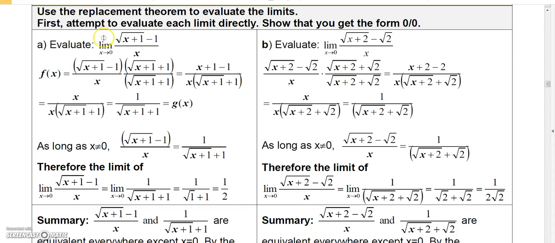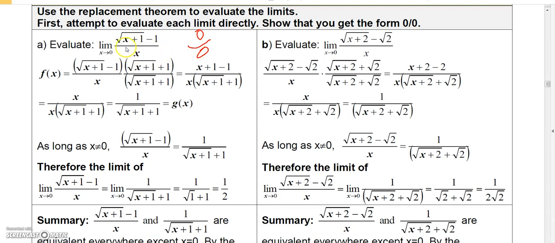This first example says find the limit of the square root of x plus 1 minus 1, all divided by x, as x approaches 0. Now if you tried to evaluate this directly, you get square root of 1 minus 1, which is 0, so you would get 0 in the numerator, and then of course, because x equals 0, you would get 0 in the denominator. So we get that 0 over 0, which is an indeterminate form.